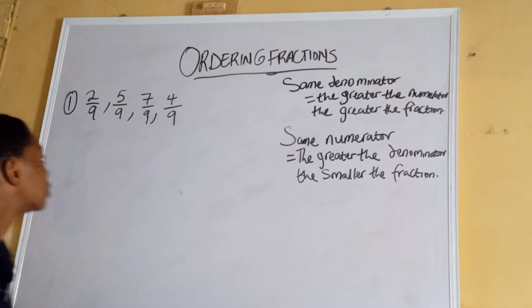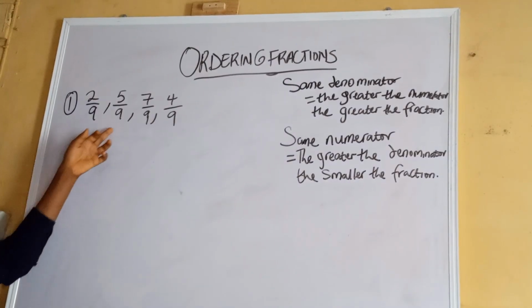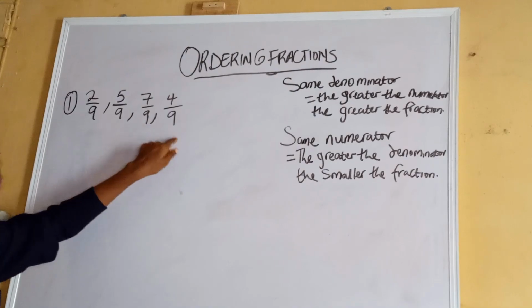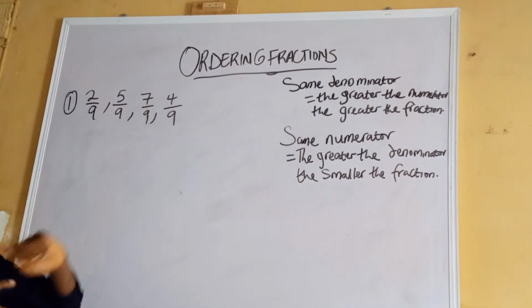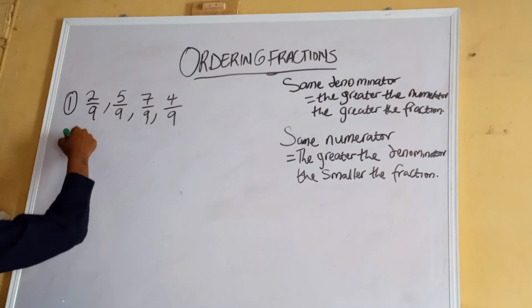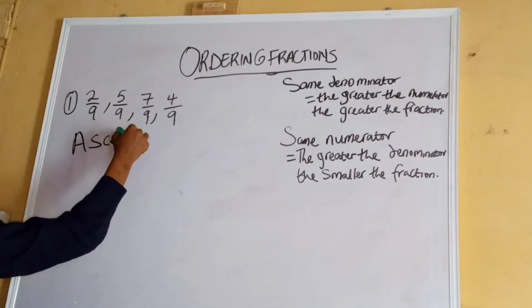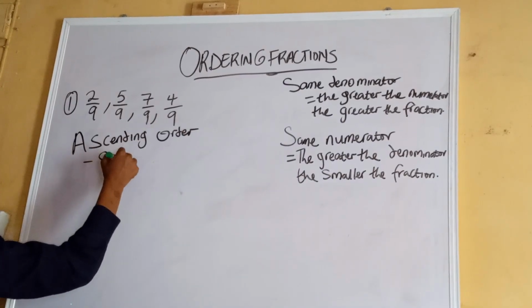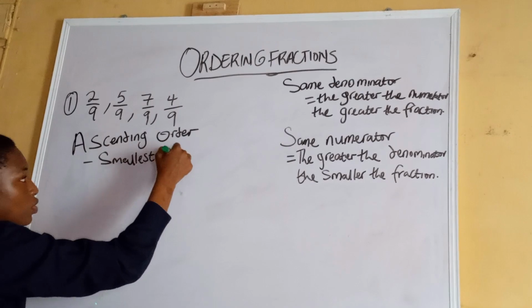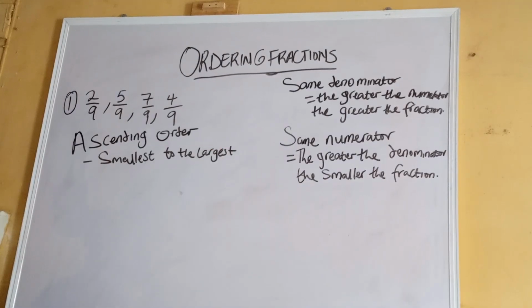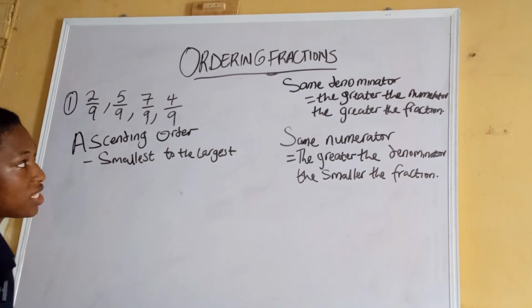Alright, let's look at this fraction. For question 1, we have 2 over 9, 5 over 9, 7 over 9, 4 over 9. The first thing you will notice is that all these four fractions have the same denominator, which is 9. Very good place to start. Now, you ask yourself, are we arranging in ascending order or in descending order? Remember that ascending order is just from the smallest to the largest. So if you're arranging in ascending order, you are starting from the smallest fraction down to the largest fraction.